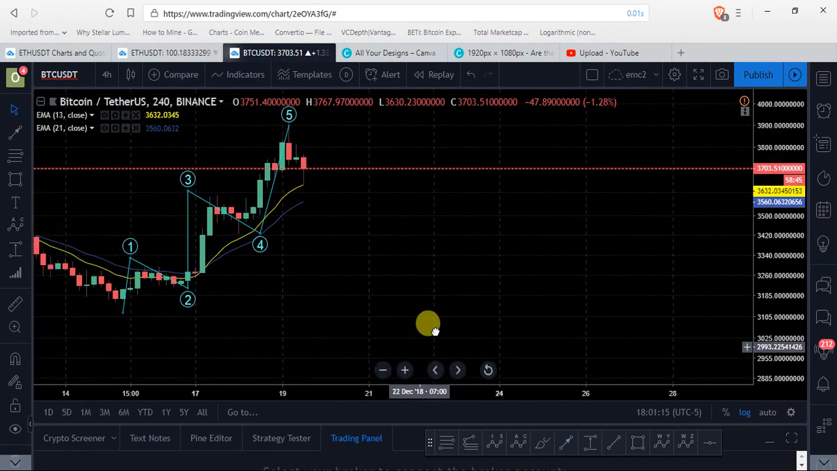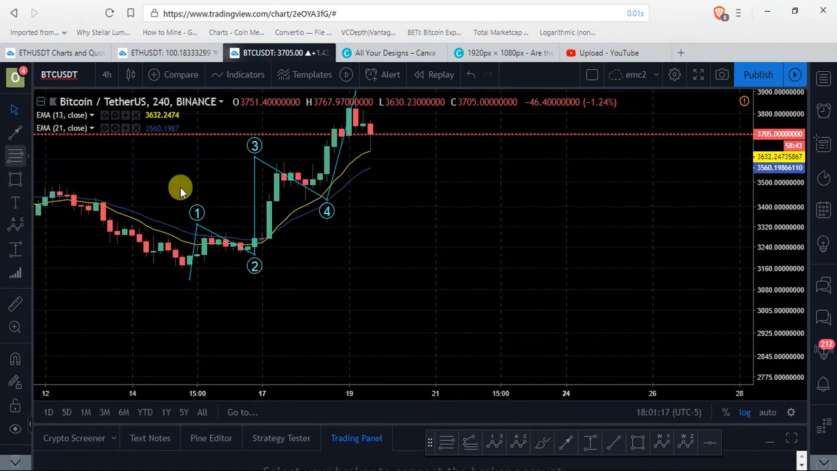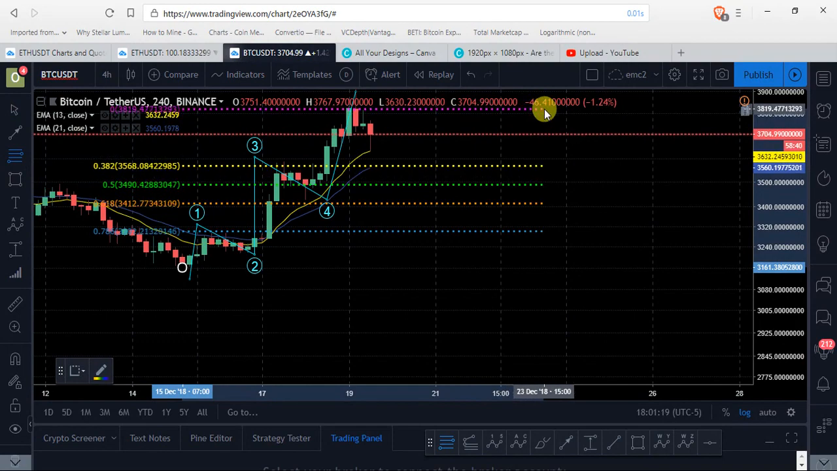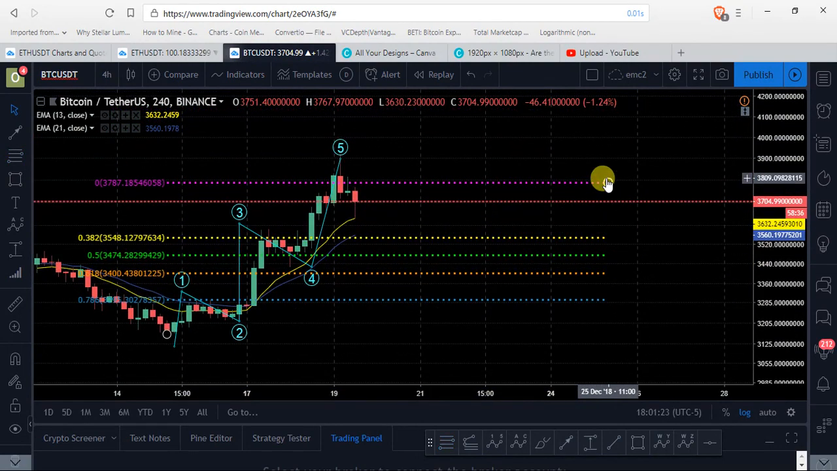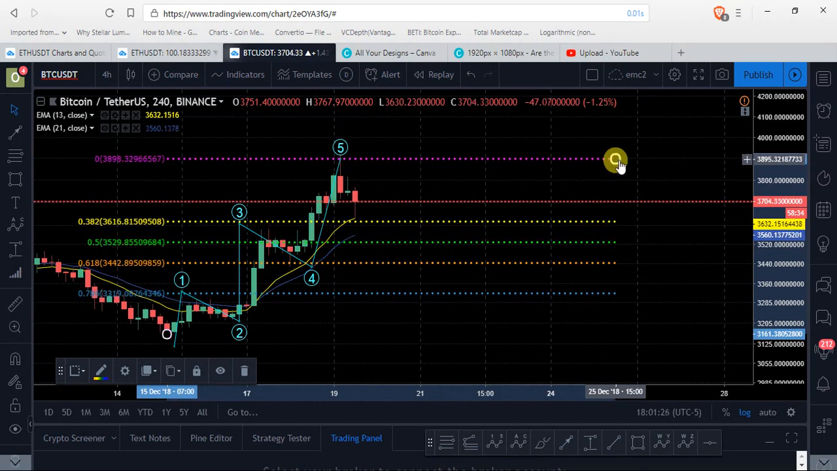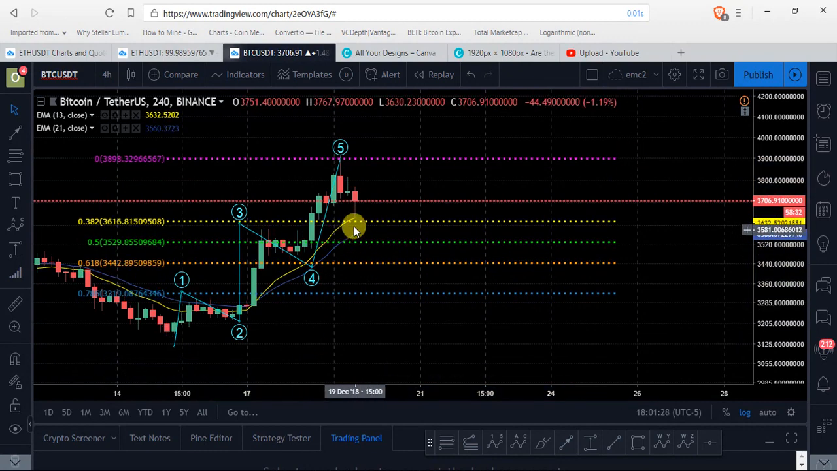So let's take a look at it again. Okay, look at this. The 13 EMA is right exactly at the same support area. The 13 EMA is supporting the price, and at the same time, this 382 is supporting the price. But I'm expecting some further selling pressure, right?